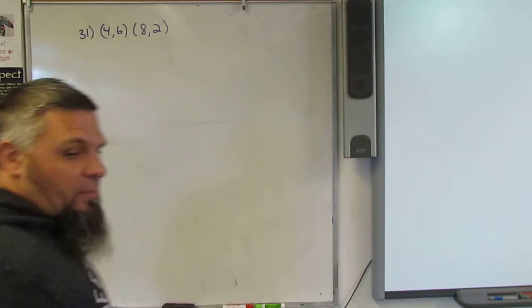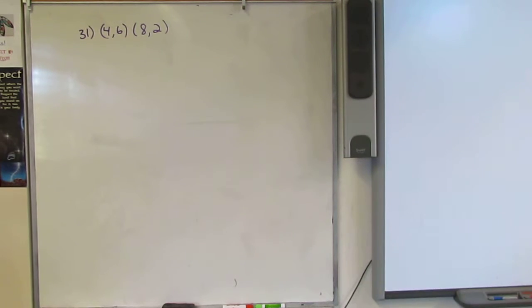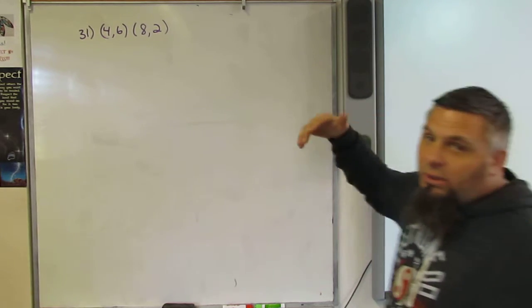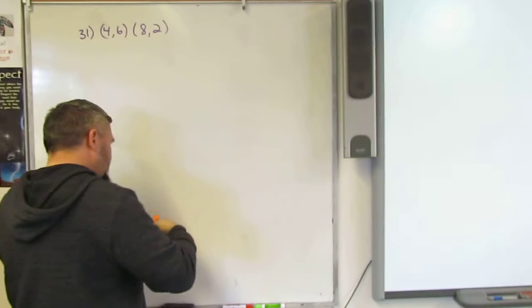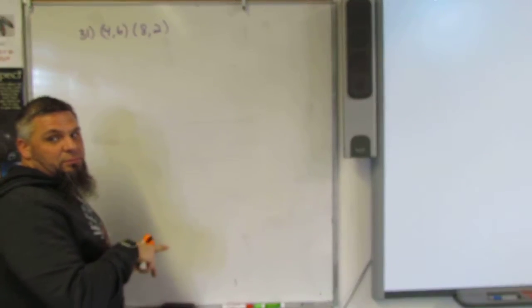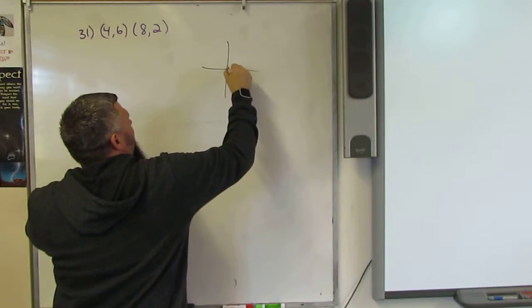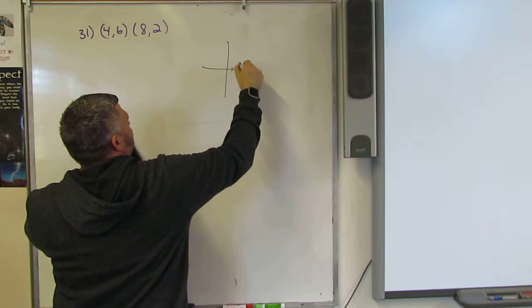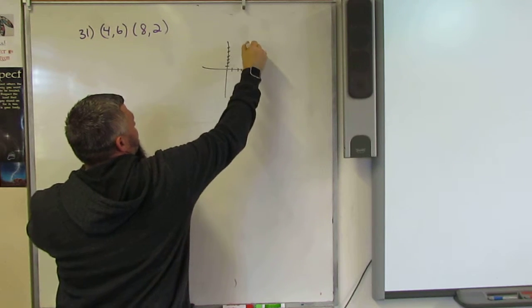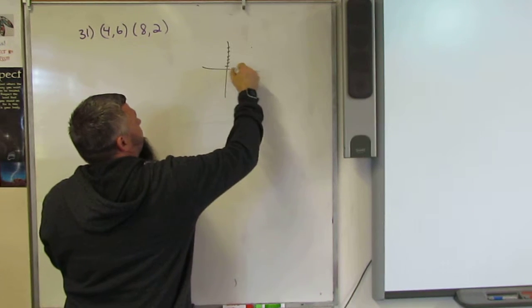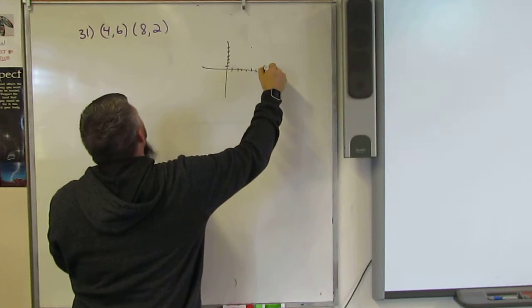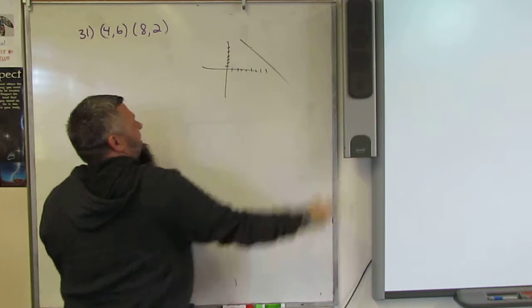Alright, if we're going to do this problem, these are 2 points. I could graph these 2 points if I wanted to. I could graph 4, 1, 2, 3, 4. I could graph 6, 1, 2, 3, 4, 5, 6. I could graph 8, 1, 2, 3, 4, 5, 6, 7, 8, and 2, and that's the line.